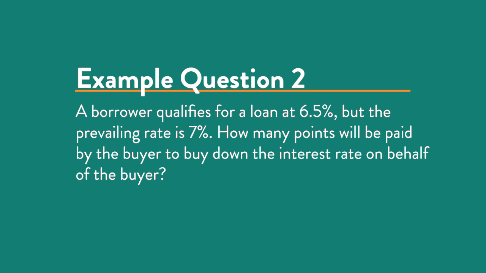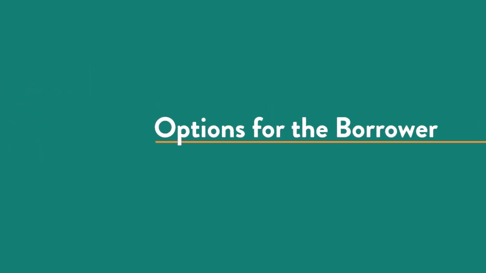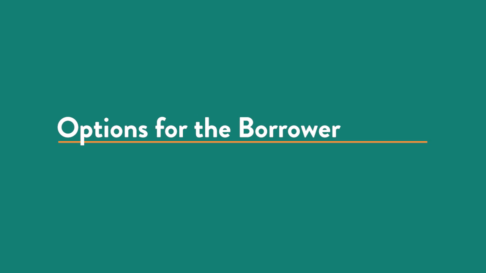Let's do another example with discount points. This question says, a borrower qualifies for a loan at 6.5%, but the prevailing rate is 7%. How many points will be paid by the borrower to buy down the interest rate on behalf of the buyers? In other words, what's happened here is the borrower or buyer has gone to buy a house. They qualify for a loan with a payment at 6.5%, but the bank says, sorry, all we have available is 7%.